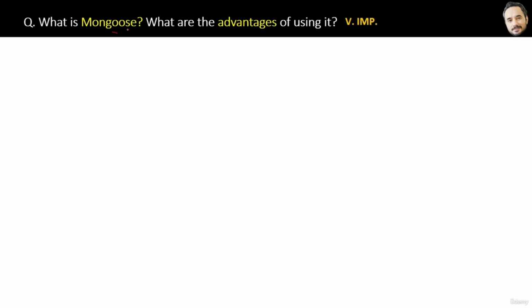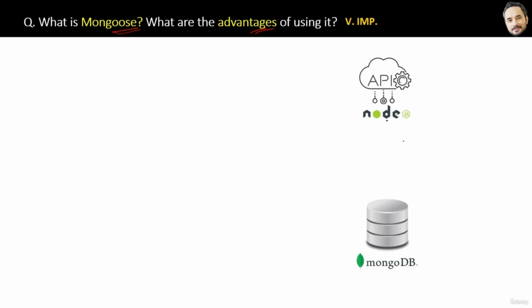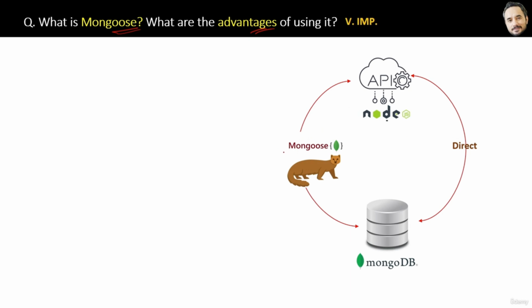What is Mongoose? What are the advantages of using it? Let's quickly explore. We already know that we can directly connect and access the MongoDB database from the Node API, right? Now, instead of performing the operations directly, we can use the library Mongoose to perform actions in MongoDB from Node.js. Okay, now you will ask, when we can directly do the operations, then why do we need this mediator?